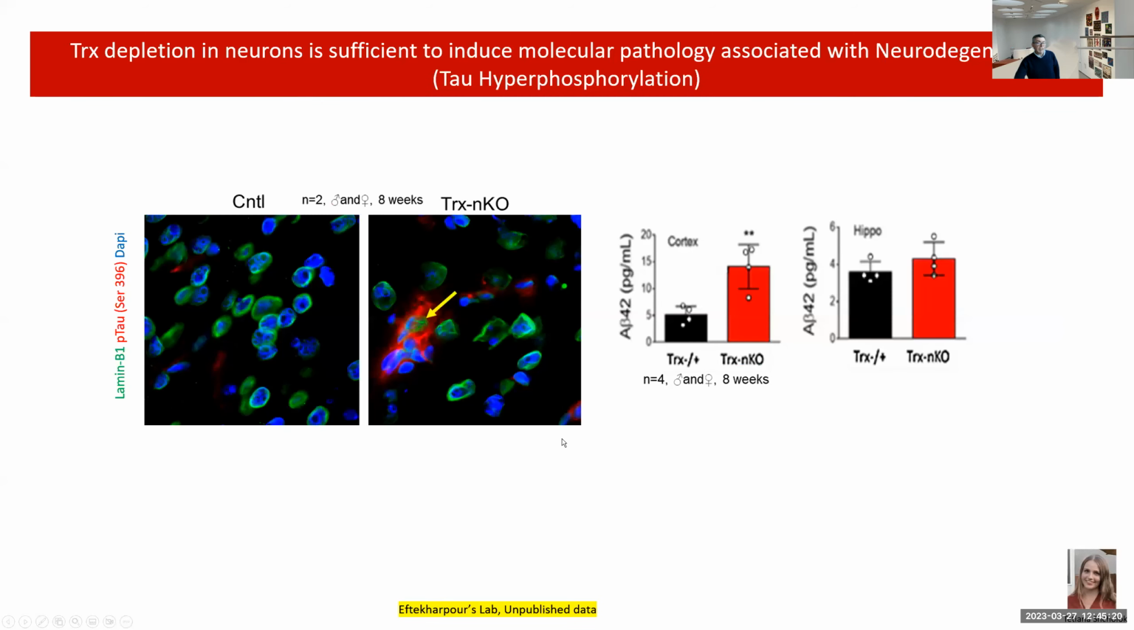The other markers that we have found: these animals also have increased amyloid beta. Total amyloid beta is increased in these animals, and also here we are showing that there is an association of neurons damaged with nuclear lamina with phosphorylated tau.